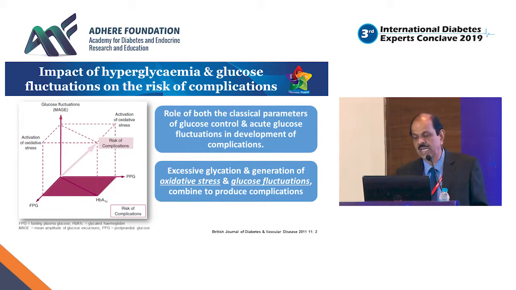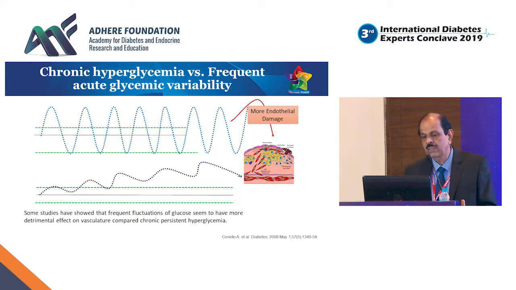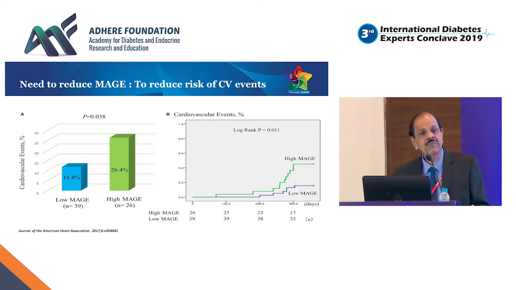And therefore, excessive glycation and generation of oxidative stress and glucose fluctuations are because of this variability of blood sugar in these patients. Now, that's why if you look at these two patients, one who has variability on the top panel and the other one which has also sustained hyperglycemia, the one with variability has more endothelial damage with every surge of the blood sugar which hits on the endothelium, producing the endothelial damage and therefore resulting in the complications, namely the cardiovascular complications.